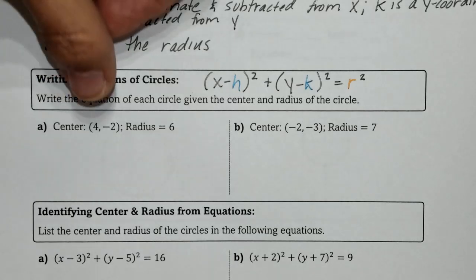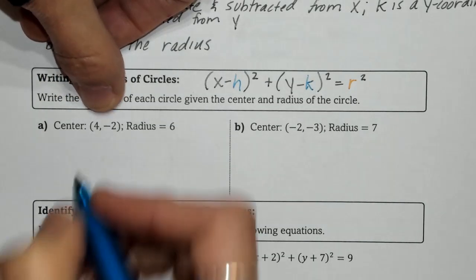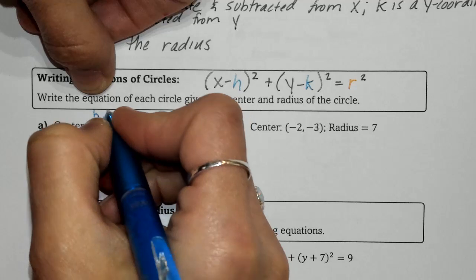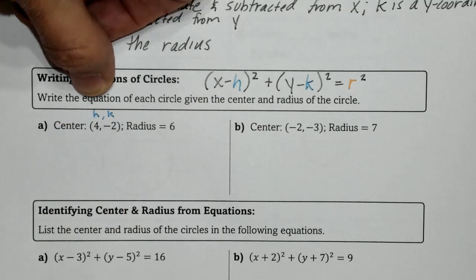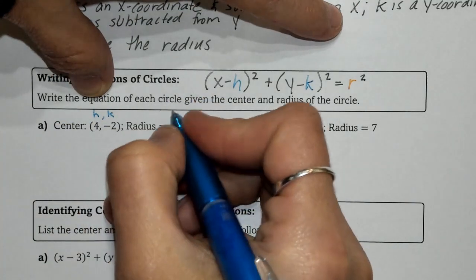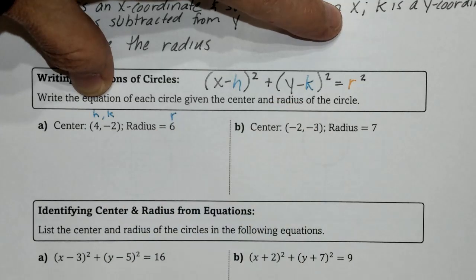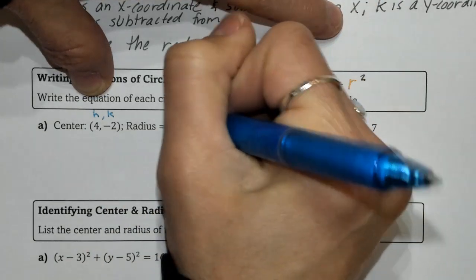So we're looking at the center at (4, -2). 4 is your h, negative 2 is the k. The radius is 6. Now keep in mind, this is, oh, wrong color, this is r.